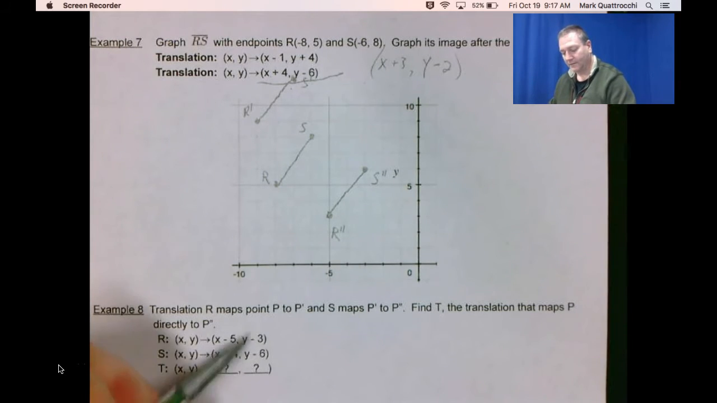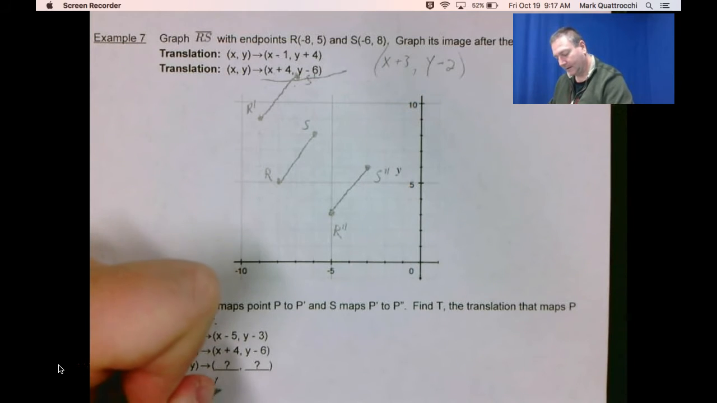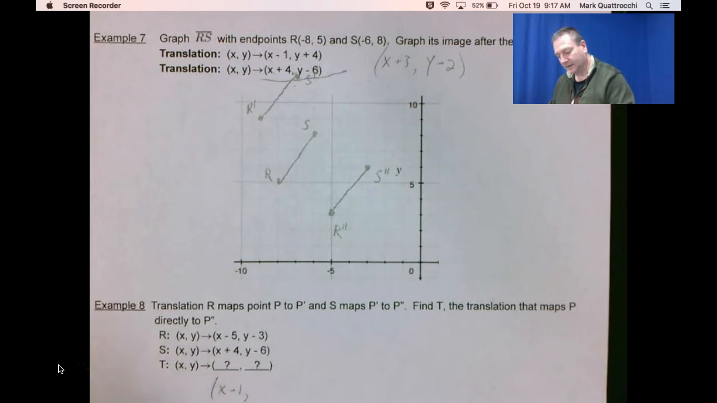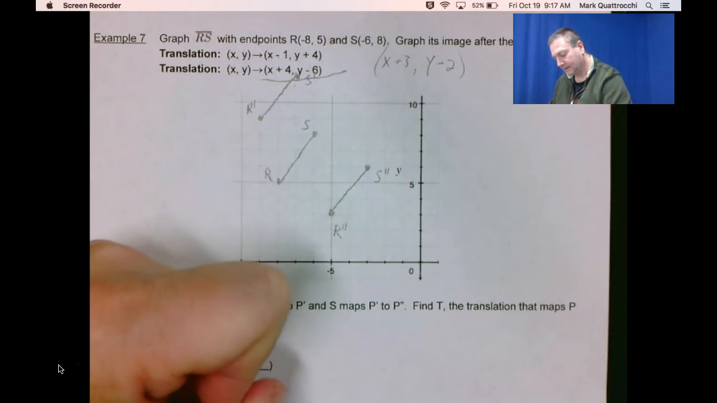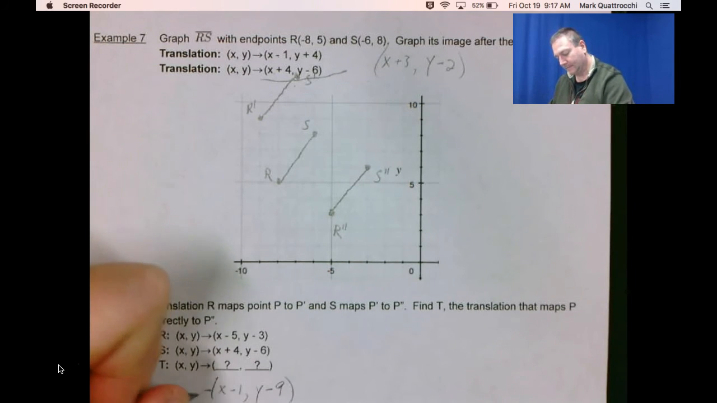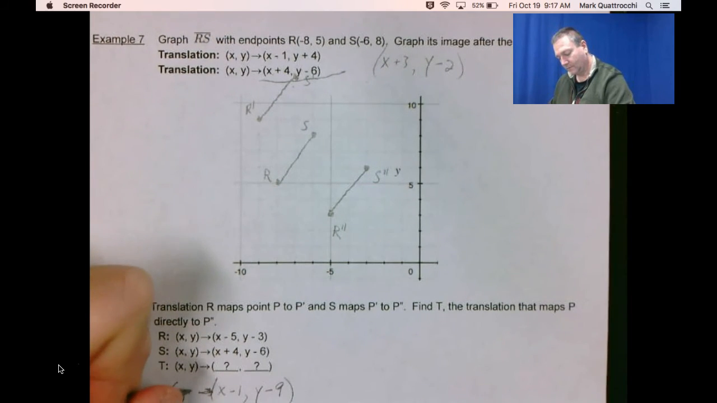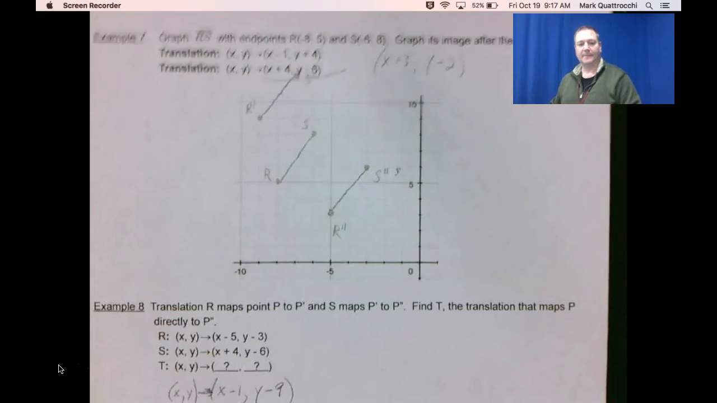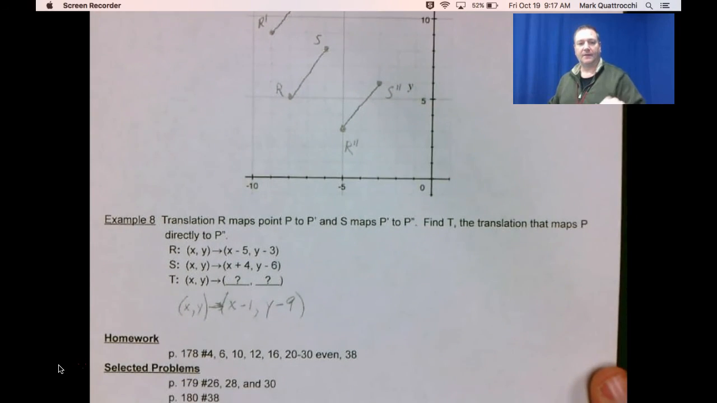So a quick way of coming up with this: negative 5 plus 4 is x minus 1. And negative 3 minus 6 is y minus 9. This is the rule for translation T. Thank you very much.